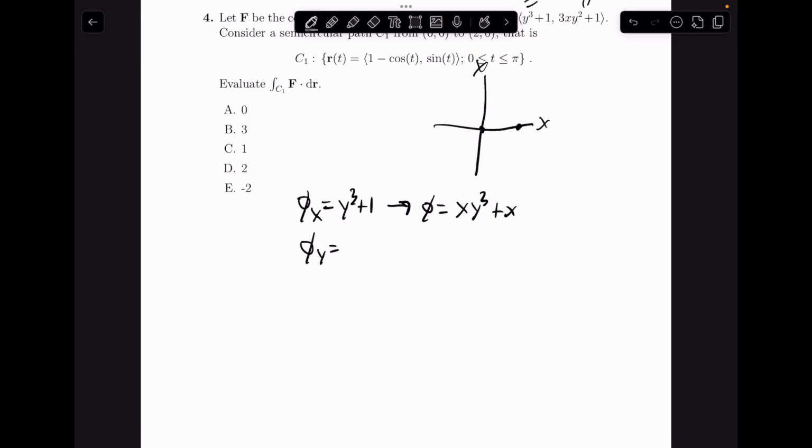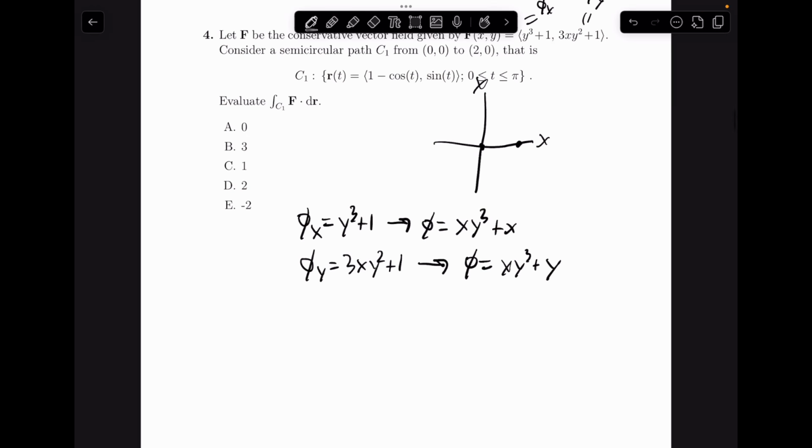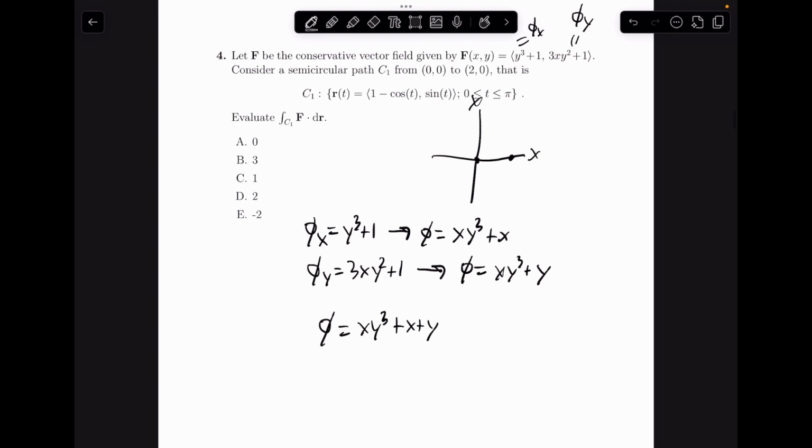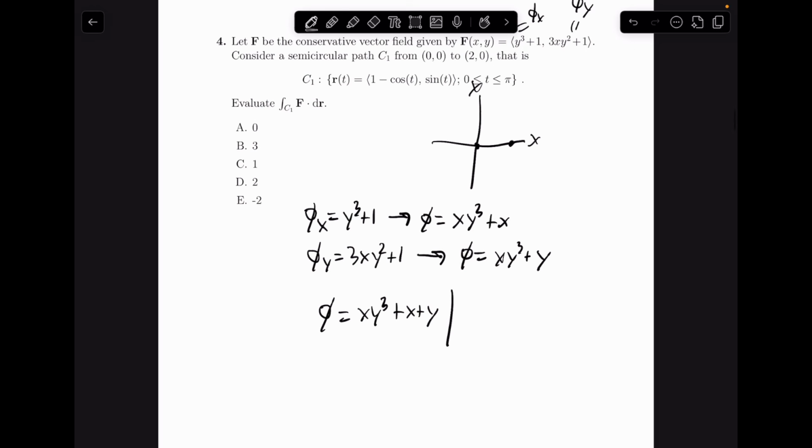And then phi of y is equal to 3x, oops, what is going on? Okay, y squared plus 1. Integrate that, we're going to get phi equals xy cubed plus y this time. And then we need to combine all the unique components to form our total phi. So our total phi is going to be equal to xy cubed plus x plus y, which is very, very nice. Okay. And then we need to evaluate this from our final bound minus our initial.